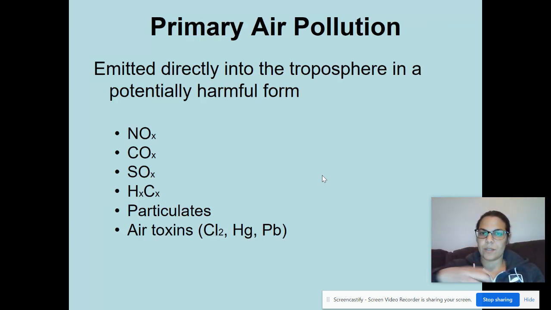And then we have primary air pollution, which is emitted directly into the atmosphere in some sort of a harmful form. Nitrogen oxides, carbon oxides, sulfur oxides, hydrocarbons, and then different particulates. And then we have different air toxins like mercury, lead, and chlorine.